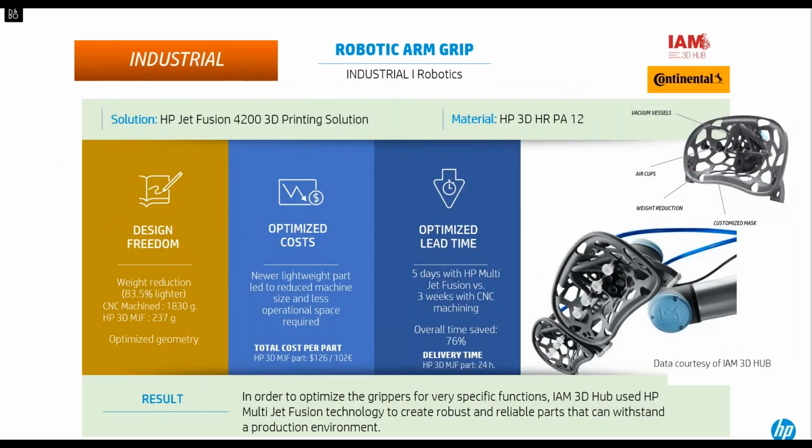So let's talk about some applications. One example of an industrial application is IAM's robotic arm grip. The arm grip on the right there was designed with DFAM in mind and greatly reduced the lead time of the component. It took 5 days to design and print this component versus 3 weeks if you were to traditionally manufacture the part. By lightweighting components, automation assembly lines can be sped up, resulting in an overall increase in efficiency and reduction in waste.